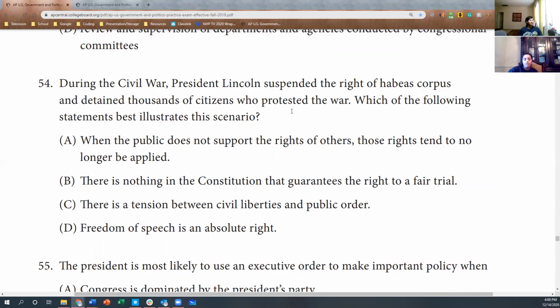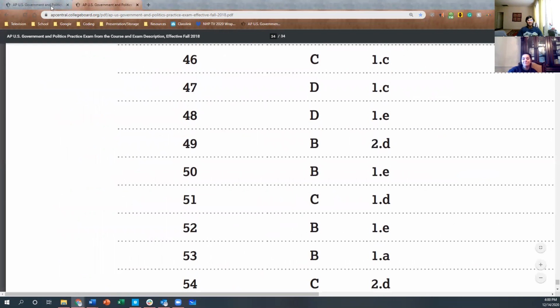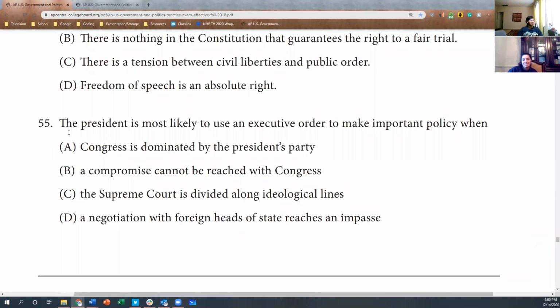Public those rights tend to no longer. Okay, no, it's not A. Oh, it's our favorite word. Tension. I was about to say that. C, yes. It's one of those questions that deal with the tensions between principles of American democracy.